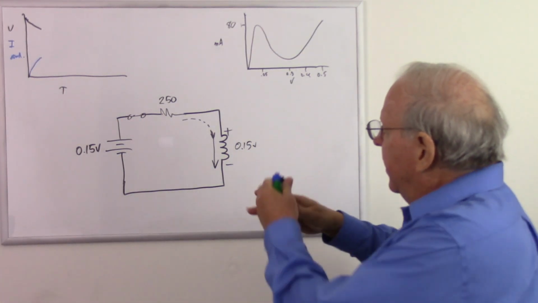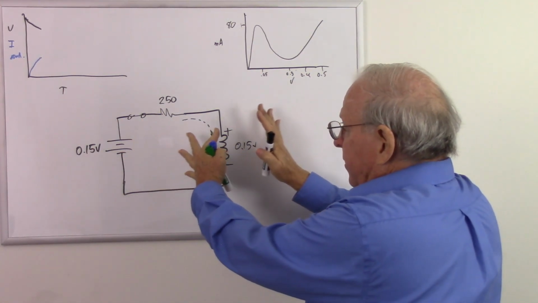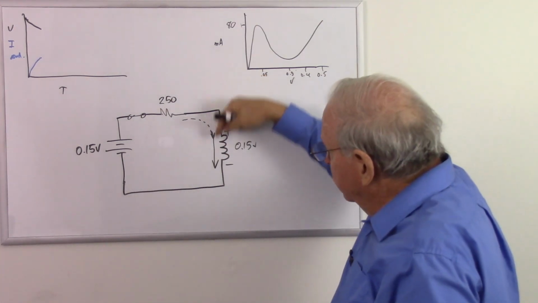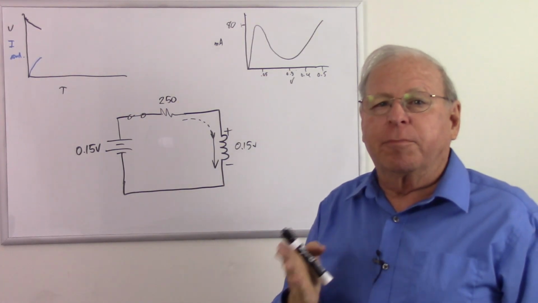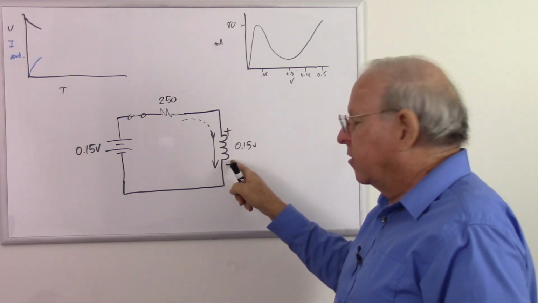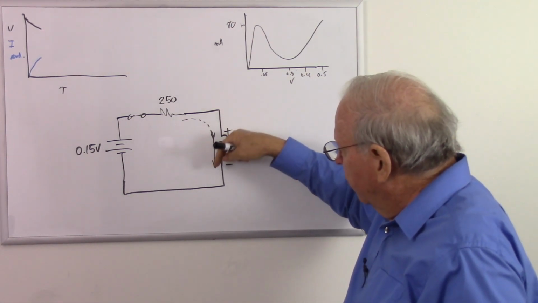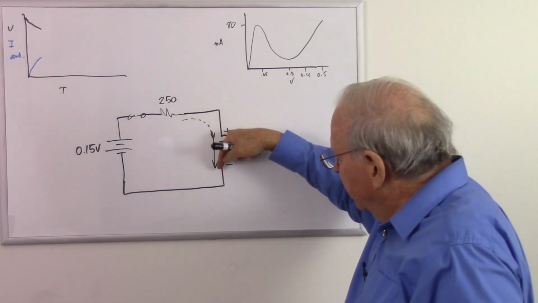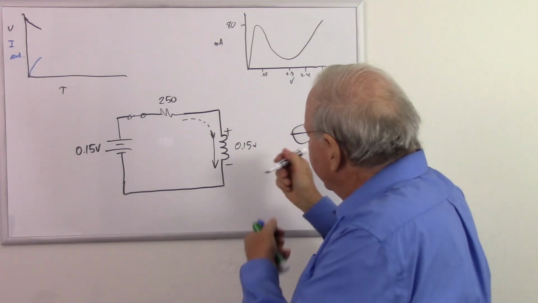But what's going to happen? That magnetic field is collapsing. So now it's pushing current in this direction. What's going to happen to the polarity across this inductor? Well, now it's a current source, so conventional current comes out the positive side.